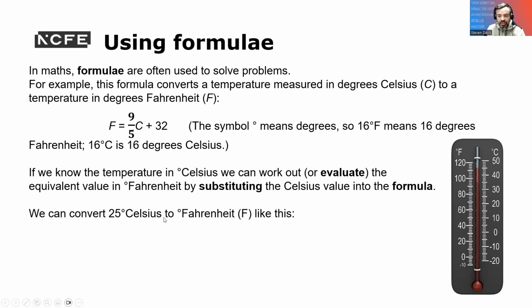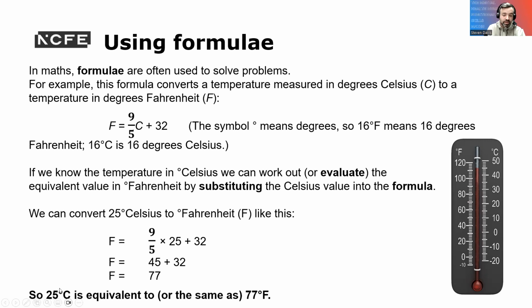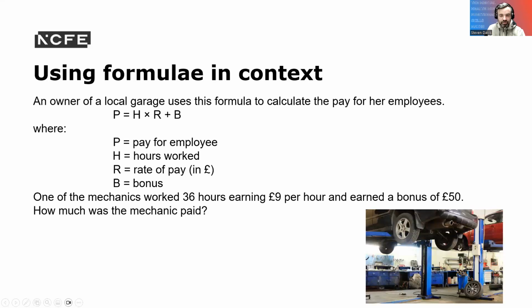We can convert 25 Celsius to Fahrenheit like this. Fahrenheit equals 9/5 times 25 plus 32, or Fahrenheit is 45 plus 32 equals 77. And actually, we could see that on the graph, 25 going across would equal 77. So 25 Celsius is equivalent to, or the same as, 77 Fahrenheit. Okay, so again, just as a conversion formula.